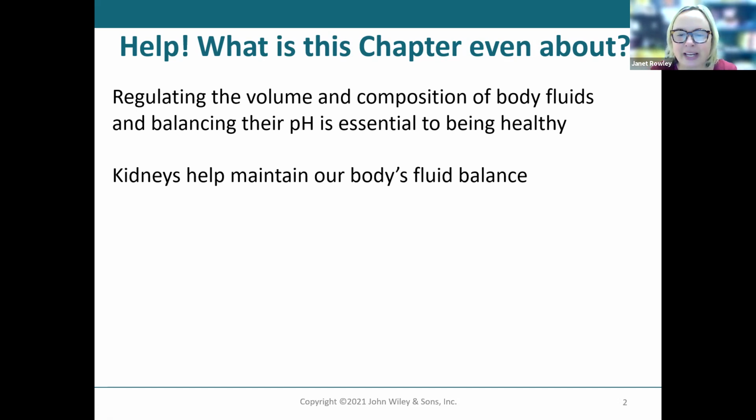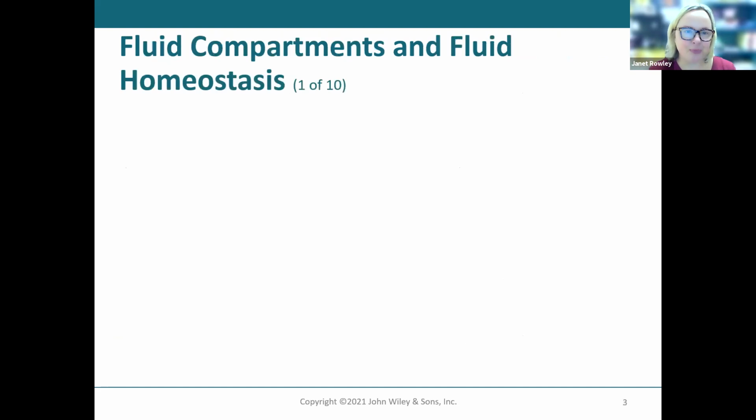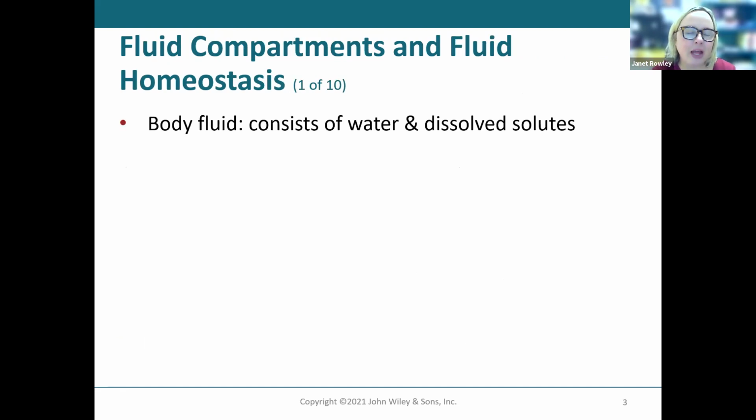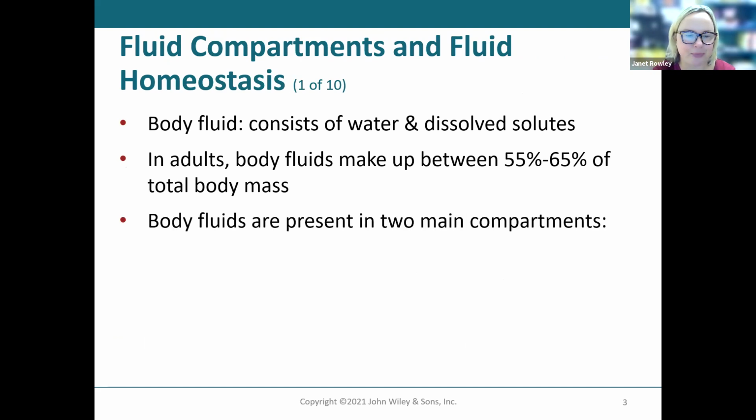The kidneys help maintain our body's fluid balance. And this chapter explains the mechanisms that regulate the volume and distribution of our body fluids, as well as the factors that control the solutes and the pH of our body fluids. So we're going to start with the fluid compartments and how we do the homeostasis with that. Body fluid consists of not only water, but also dissolved solutes. In adults, the body fluids make up between 55 to 65% of our total body mass.